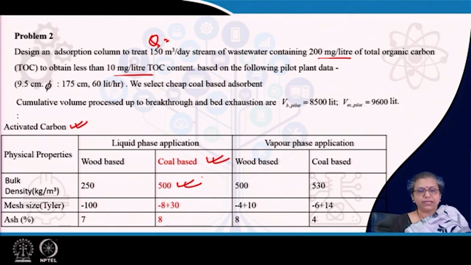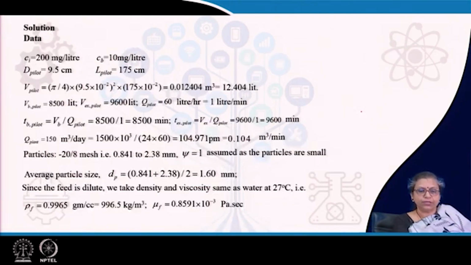And in this particular case, we found that the data which are available are in terms of cumulative volume. We do not have a breakthrough curve, but we have a cumulative volume. So, here I have listed all the different data which are available for the pilot plant, and also the flow rate etc., the particle dimensions, everything has been put down here.